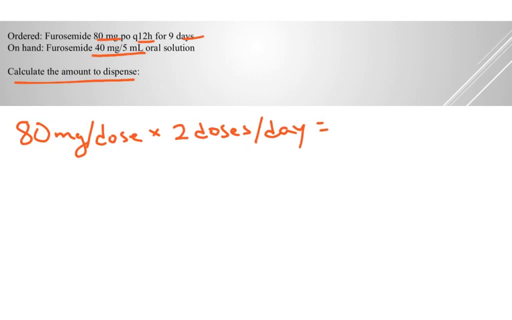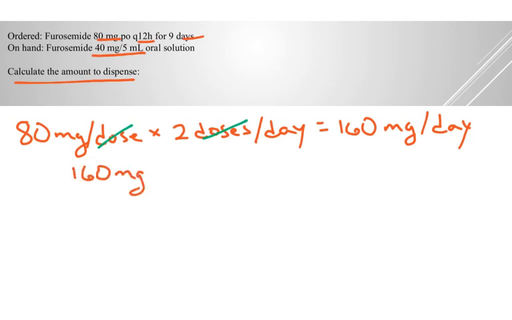Okay, and you can multiply again right here if you want to, so I go ahead and just do each piece. So the doses cancel. So you've got 80 times 2, which is 160 milligrams per day. And you need to make sure he has enough for every day. So he's getting it for 9 days. So he's getting 160 milligrams, and that's the information that was right up top, per day. And he is taking it for 9 days.